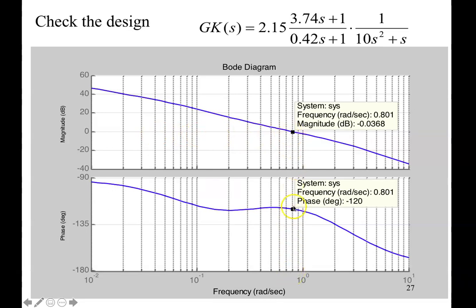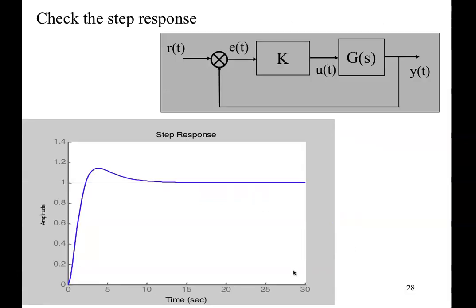0.8. At 0.8, I get minus 120 degrees. Minus 120 degrees is 60 degrees away from minus 180. Therefore, I have a phase margin of 60. That's exactly what I asked you to design. Crossover frequency at 0.8, a phase margin of 60 degrees. And I can do more checks. I can check the performance as well using MATLAB. So I actually built a model in there, and I give the input a step, and they give me that kind of response.